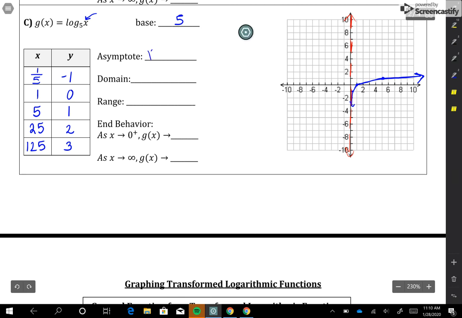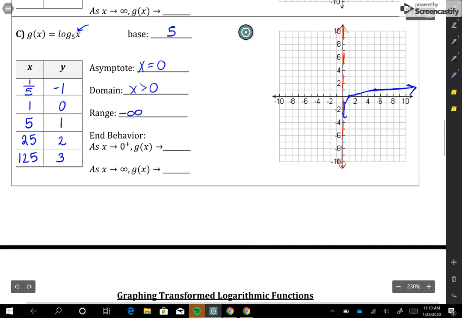Our asymptote is a vertical asymptote at x equals 0. Our domain is all x values greater than 0 because our graph lies completely to the right of that asymptote. Our range is all y values, so -infinity is less than y, which is less than +infinity. Our end behavior: as x approaches 0 from the right, our y values are going down to -infinity, and as x approaches infinity, our y values are approaching +infinity.